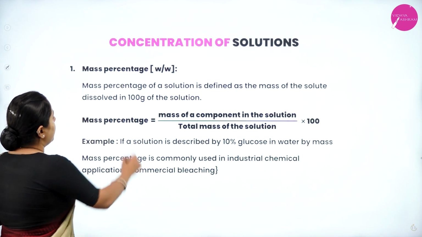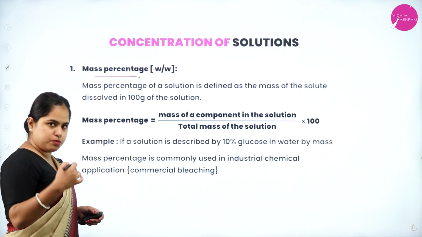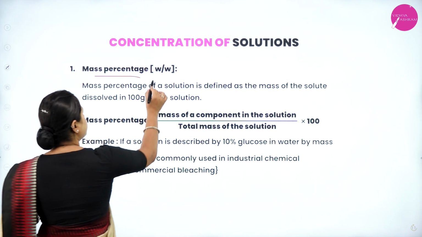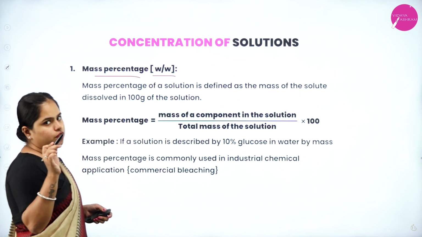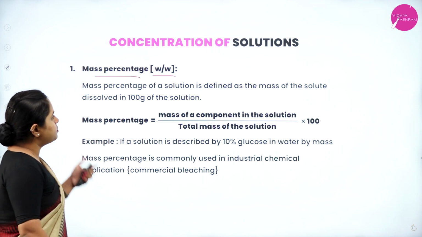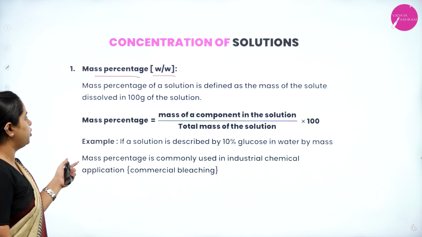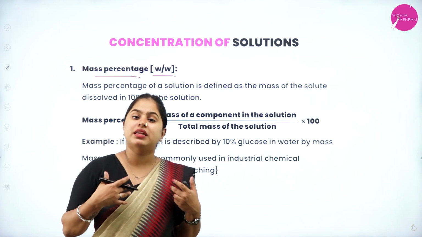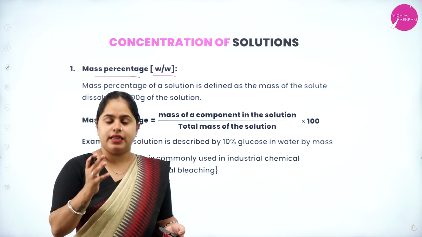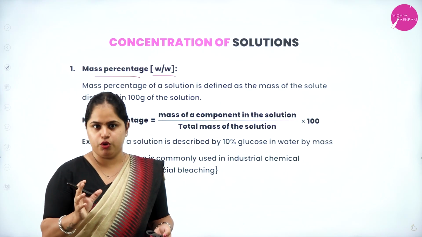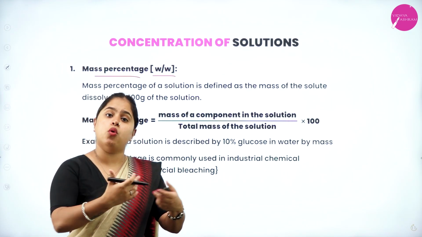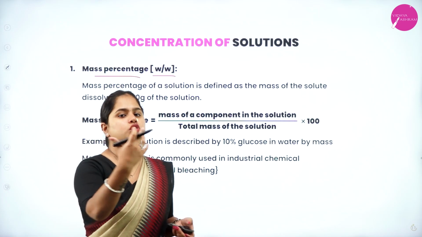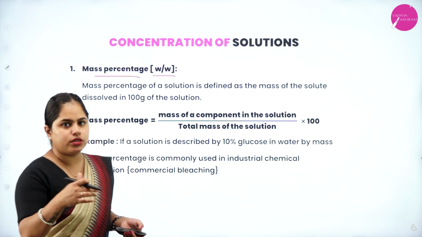So the first one is mass by mass percentage or mass percentage, right? It is represented by W by W. So the W stands for mass, okay? So mass percentage is defined as the mass of the solute dissolved in 100 gram of the solution. That is, how can you determine the mass percentage of the solution? That is mass of the solute by total mass of the solution into 100. It is in percentage, right? So it is into 100.